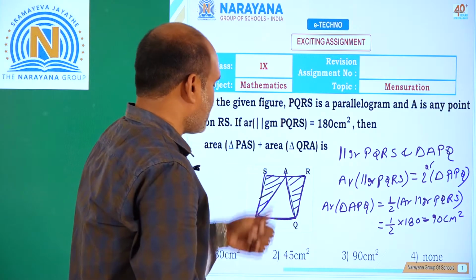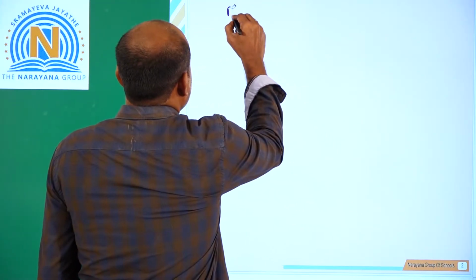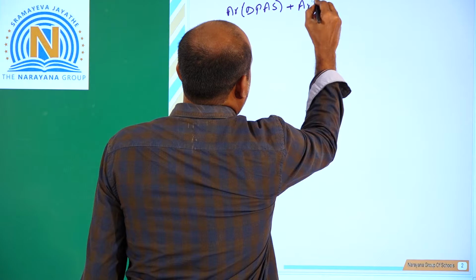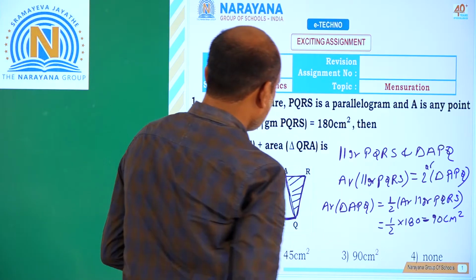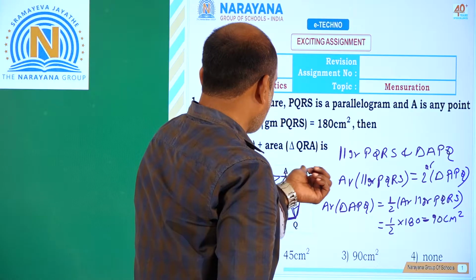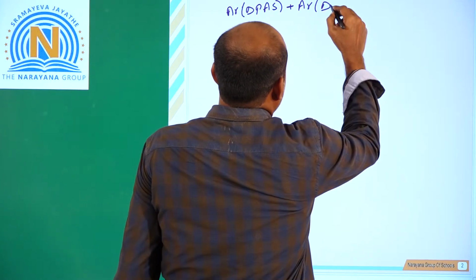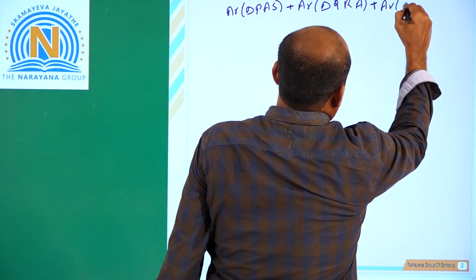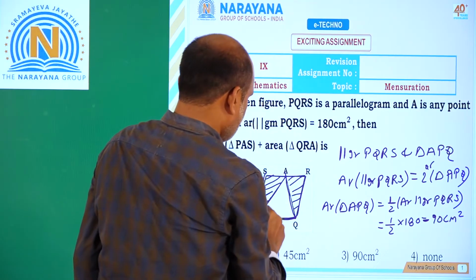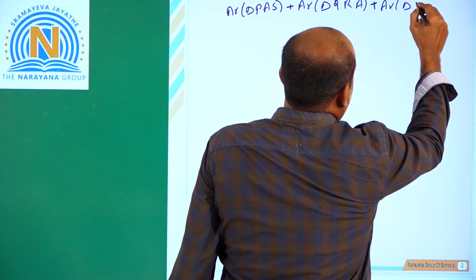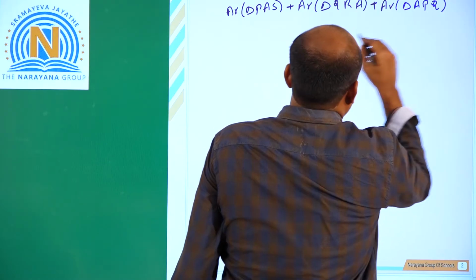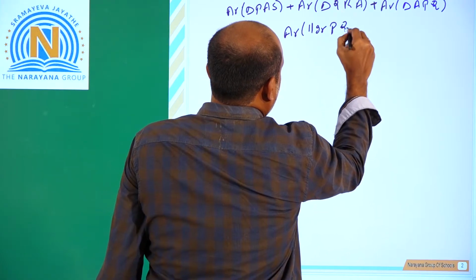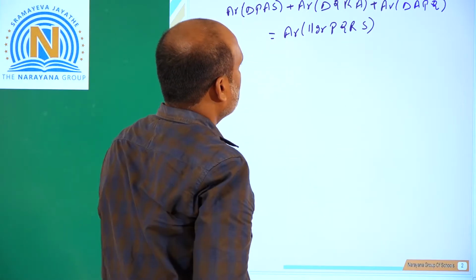Now the area of triangle PAS plus the area of triangle QRA plus the area of triangle APQ is equal to the area of parallelogram PQRS.